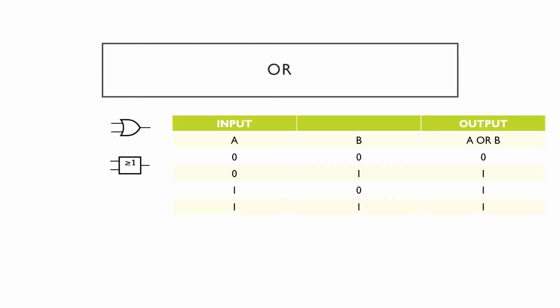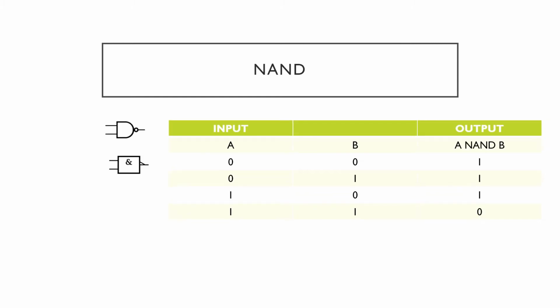Now, for OR, only one input has to be 1 for the output to be 1, or all can be 1 for the output to be 1. NAND is reverse from AND. Either all inputs have to be 0, or only one input has to be 1 for the output to be 1. But if all inputs are 1, then the output is 0, because NAND is also an inverter.